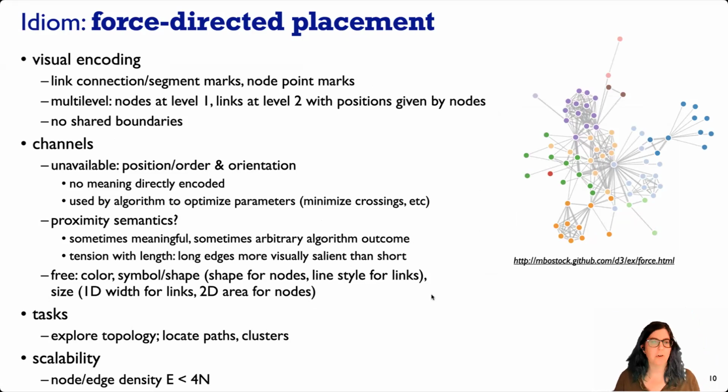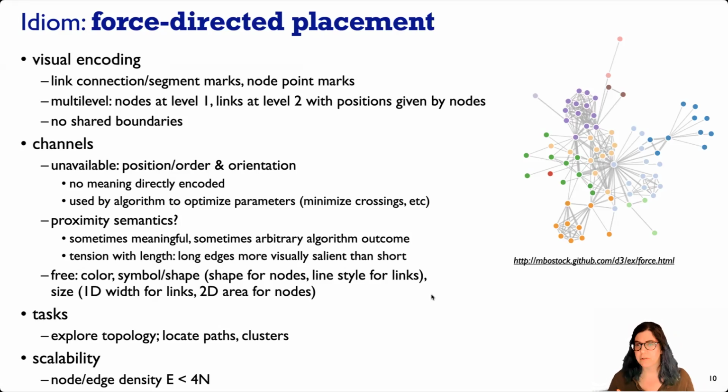So what is going on with our channels? Well, the thing is, position and order and also orientation, they're not available. So there's no meaning directly encoded, but the algorithm is using this to do things like try to minimize the number of edge crossings. So we have this interesting situation where it doesn't mean anything, but it's not available for anything else. And the hard question is, well, does it mean something if two things are next to each other? Is proximity something that has semantic meaning? And the answer is sometimes. Sometimes it does mean something. Sometimes it's just a completely arbitrary outcome of the algorithm. And so being able to sort out which is a tricky situation.